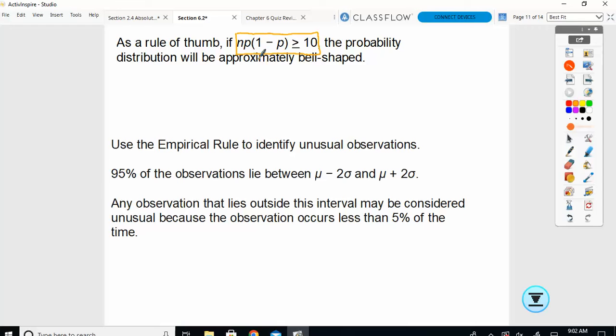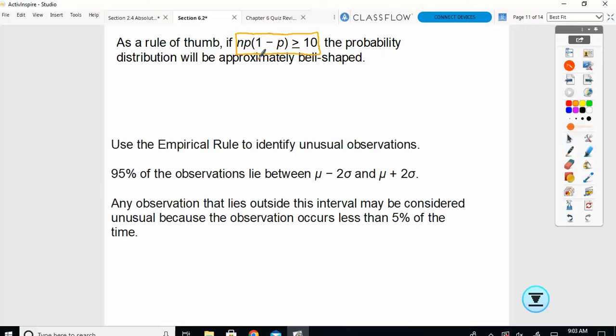And that will be something that we use a lot more in like chapters 8, 9, and we'll mention it again then. But if those are greater than 10, we'll have a bell-shaped rule, which means then if it's bell-shaped, we could use the empirical rule, right? And the empirical rule, remember, it's on your formula sheet, tells you if your data is bell-shaped, it tells you what % of your data falls within each standard deviation.